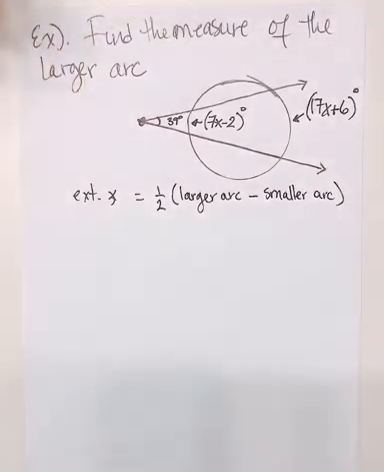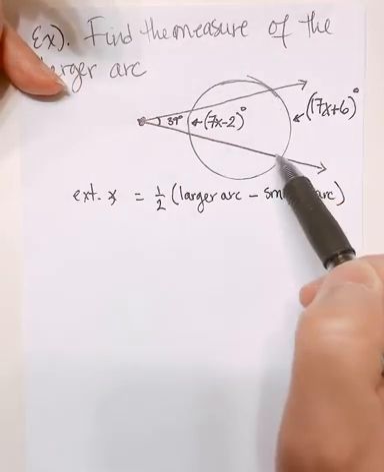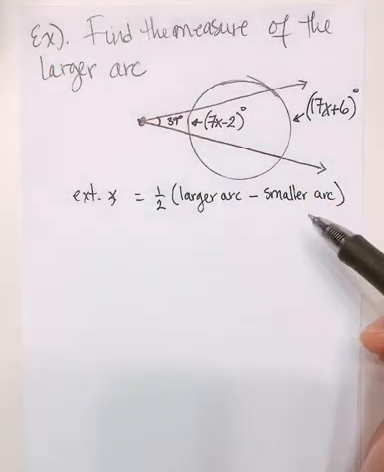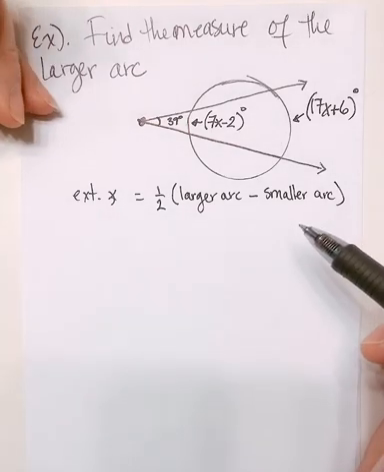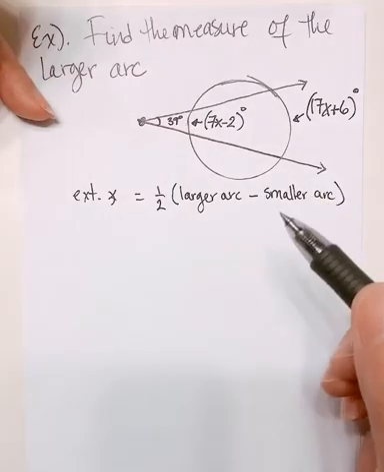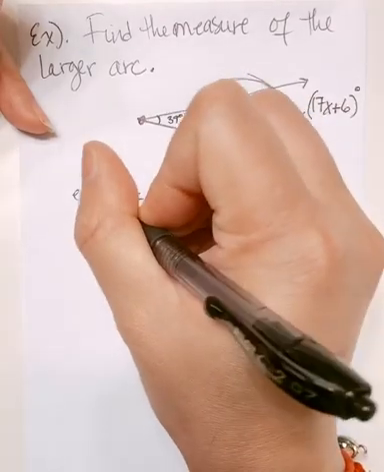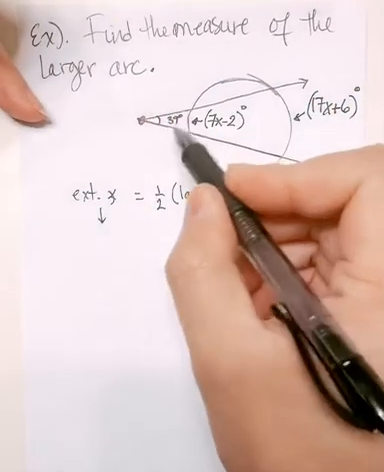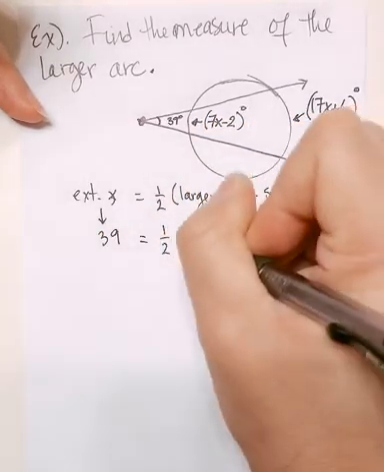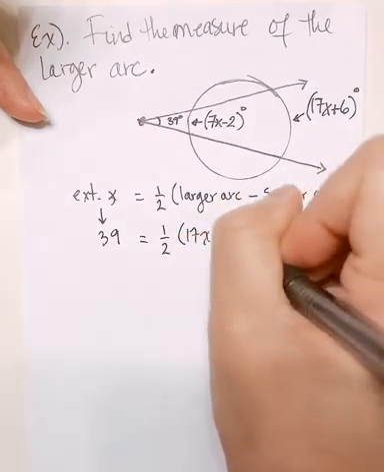So here's the larger arc that intercepts these two secants, and then there's a smaller arc. We're going to follow this formula and set up our problem so we can solve for x. After we solve for x, then we can find the measure of whatever they want us to find. Okay, so here we go. The exterior angle they gave us is 39 equals 1/2 of the larger arc, which is 17x plus 6.